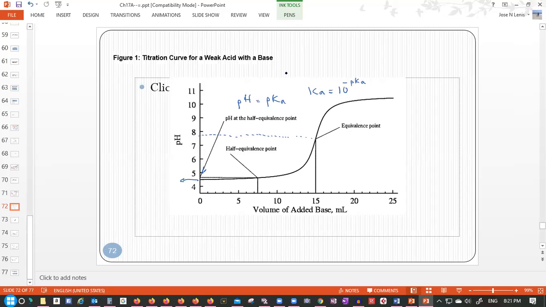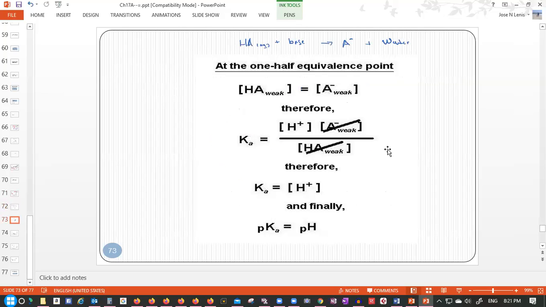Very important technique, very simple. Just do the titration, do the graph, find half of the equivalence point, find the pH at that point, and that will be your pKa. Your pH equals pKa, and find Ka. You see, very simple.